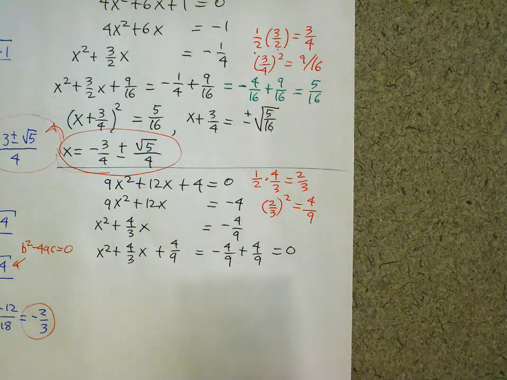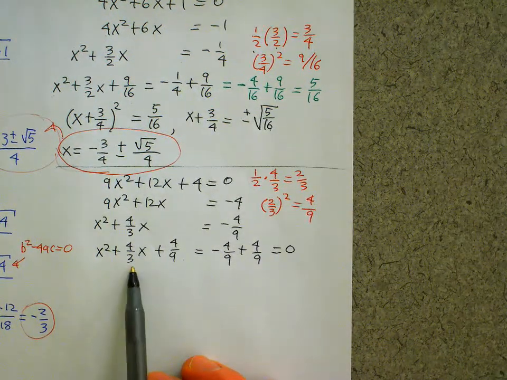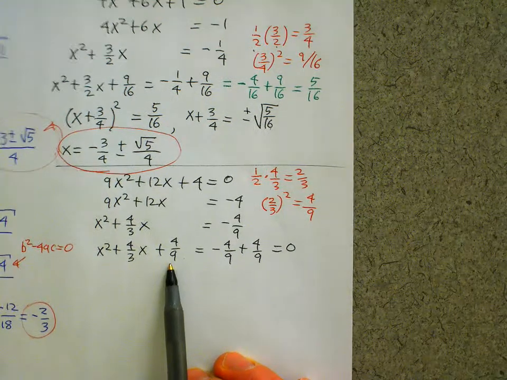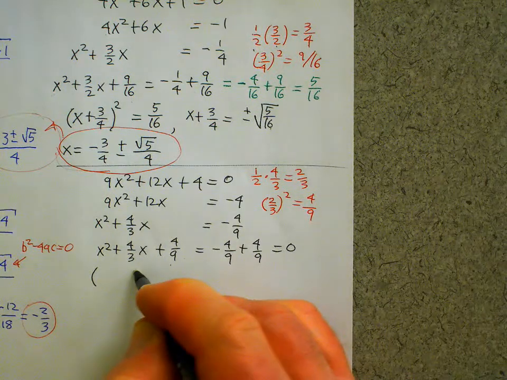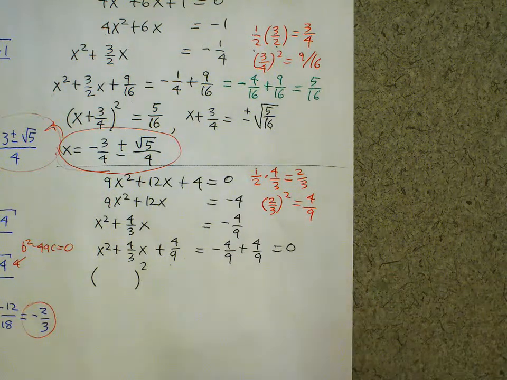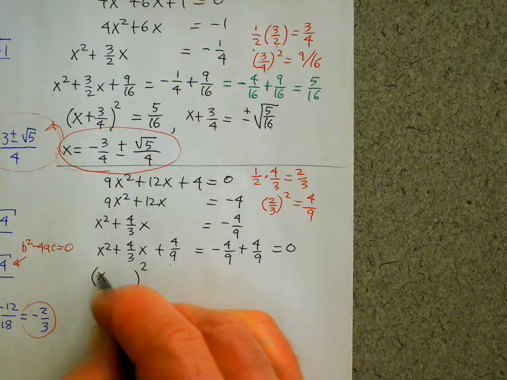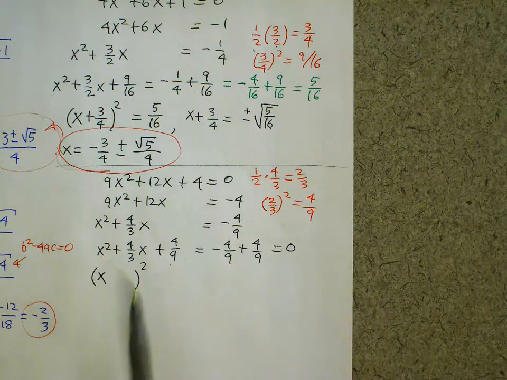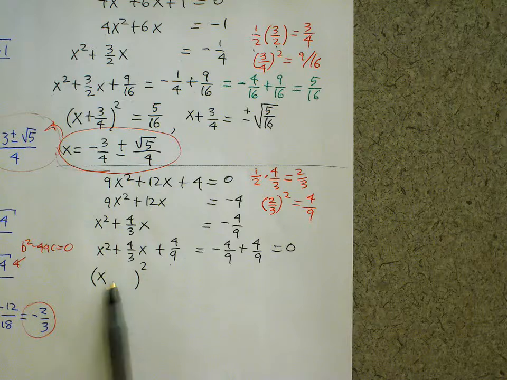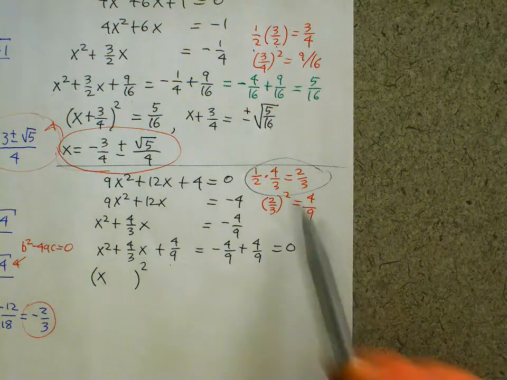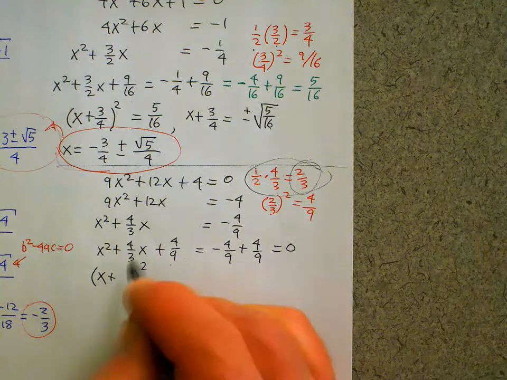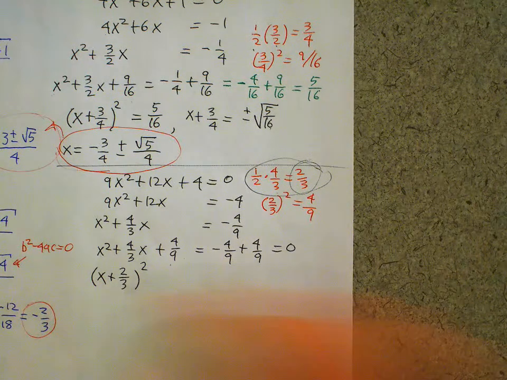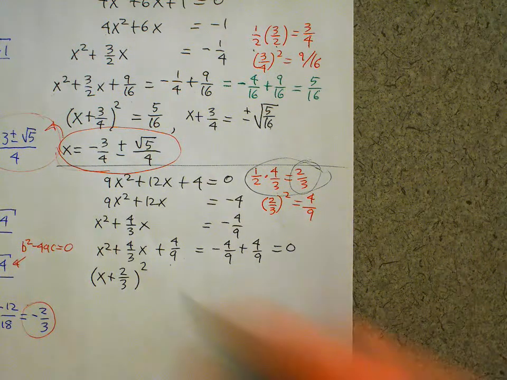Okay, but we proceed. x squared plus 4/3 x plus 4/9 is a perfect square trinomial. So that means it's equal to some binomial squared. The binomial has to have x because the trinomial has x squared. And the number that follows x is the same number that we got when we took 1/2 of 4/3. So that number is 2/3. We have x plus 2/3, quantity squared, equals 0.